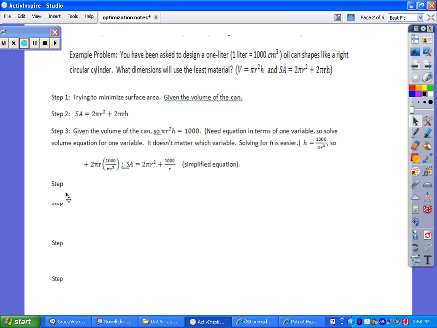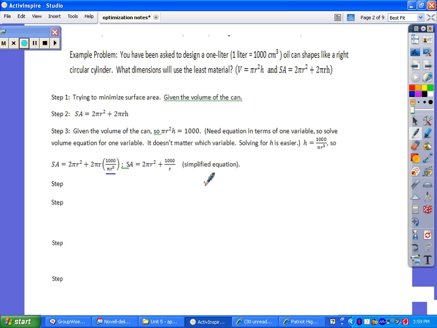Step 3, we also have to identify other things that we've been given. So we have been given the volume of the can, and so the volume of the can is 1,000 centimeters cubed. So I'm going to set pi r squared h equal to 1,000. And the goal is we need to get it in terms of one variable so that we can take the derivative and solve. So I'm going to solve for h, by dividing by pi r squared. So I have 1,000 divided by pi r squared, and then we can plug that in for h in our formula.